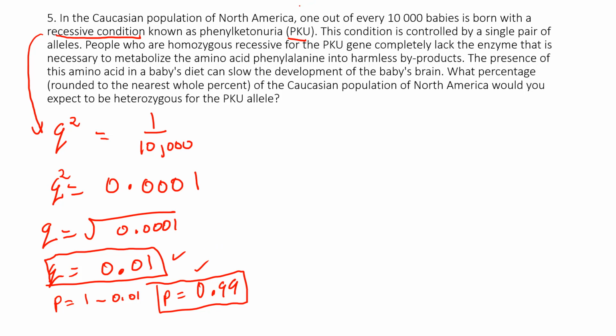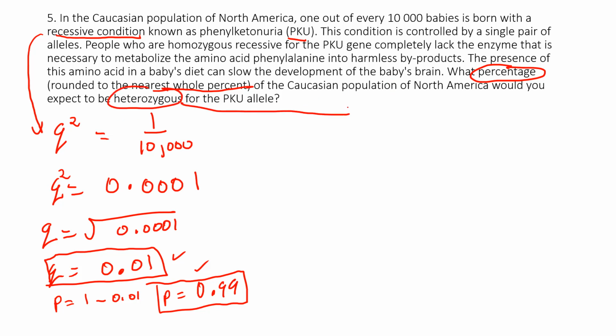Let's go see now what they're requesting us to find here. It says this condition is controlled by a single pair of alleles. People who are homozygous recessive for PKU have a complete lack of an enzyme that is necessary to metabolize amino acids into harmless byproducts. The presence of amino acid in the diet can slow the development of the baby's brain. Okay, so that's all information that we don't really need for our calculations, but it says what percentage. Okay, so they want it in percentage, and they want it to the nearest whole percent, okay? So we're going to have to round up or keep it the same depending on the answer. Of a Caucasian population, would you expect to be heterozygous?